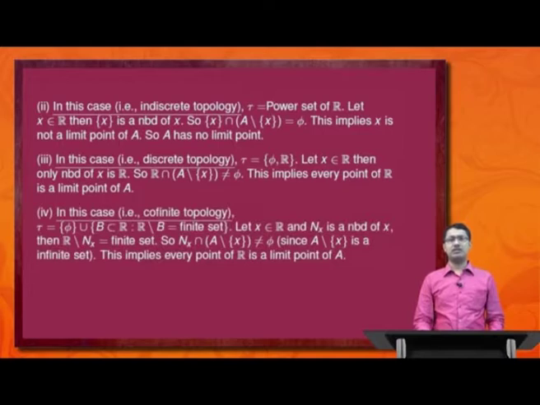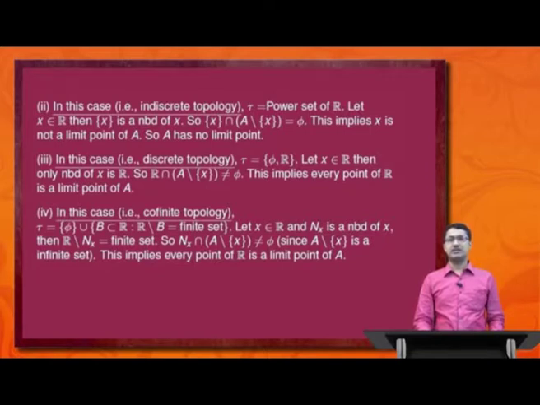phi union all such B such that B is a subset of real numbers such that R minus B is a finite set. Choose any point x belongs to the real numbers and N_x is a neighborhood of x, any neighborhood. Then R minus N_x is a finite set from the condition of cofinite topology. So N_x intersection A minus singleton x is not equal to phi.